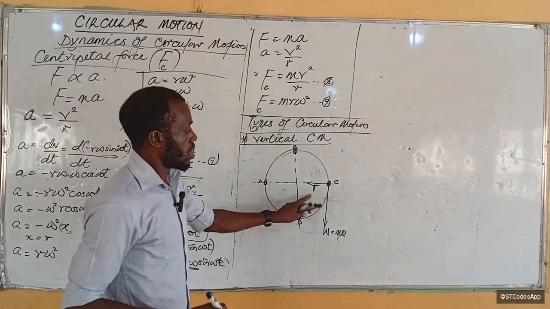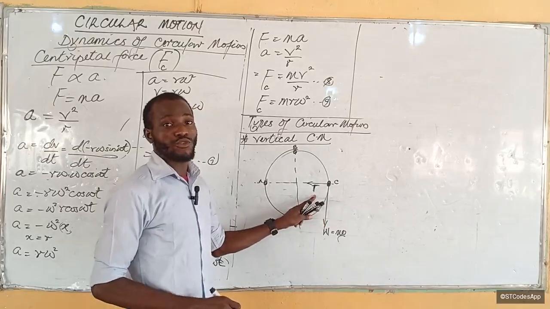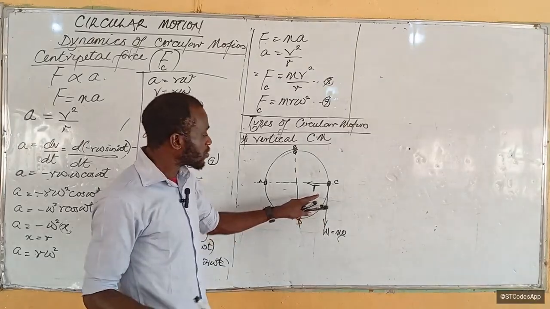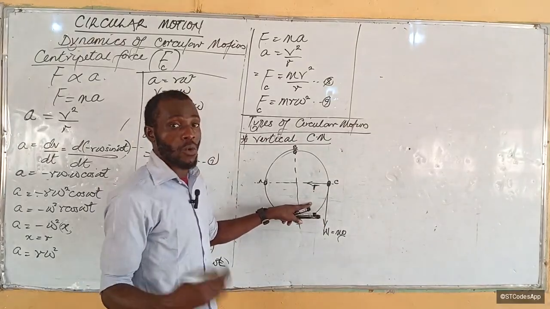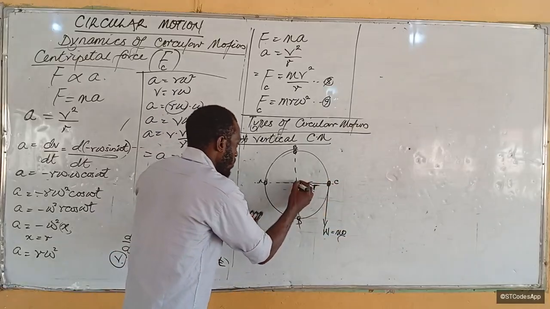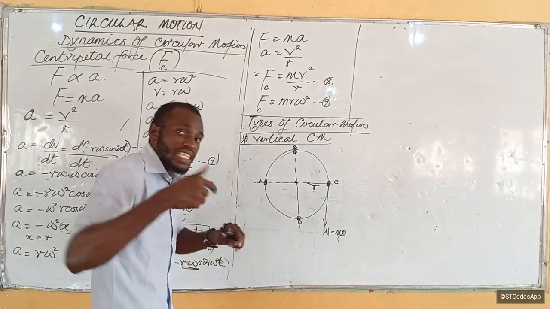So tension and weight are perpendicular. So weight does not have anything to do with its centripetal motion. Do you see that now? It's only tension that has something to do with centripetal motion. Why? Because centripetal force always acts inward towards the center. Centripetal force is the force that is drawing that body towards its axis.